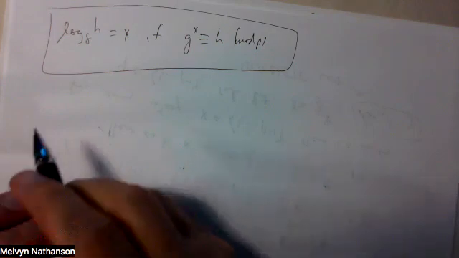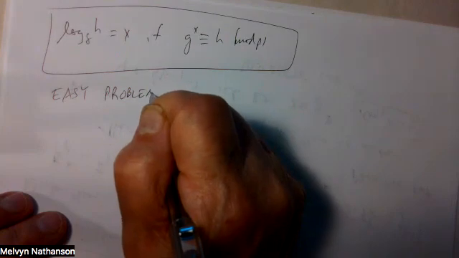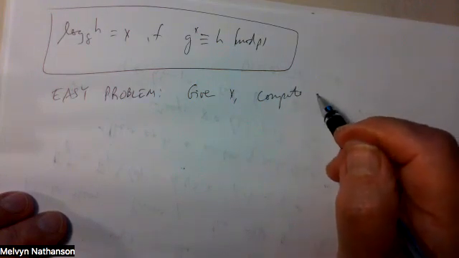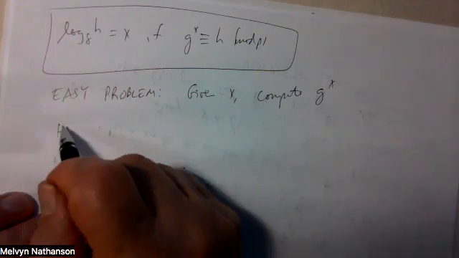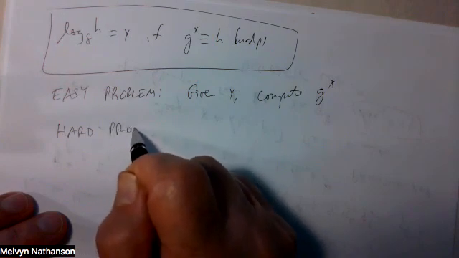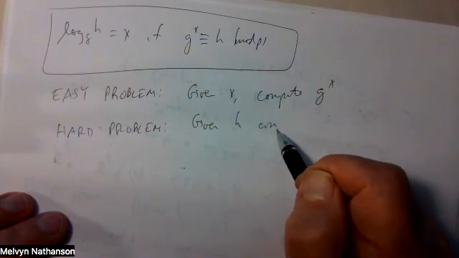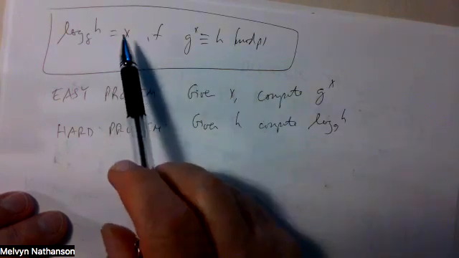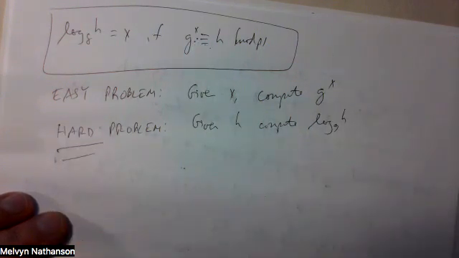That's the definition of the discrete logarithm. Now, what's an easy problem? Given X, compute g to the X. What's a hard problem? Given h, compute the log of h to the base g. That is, to compute a number x such that g to the x is equal to h. And this is very, very, very hard. Right?